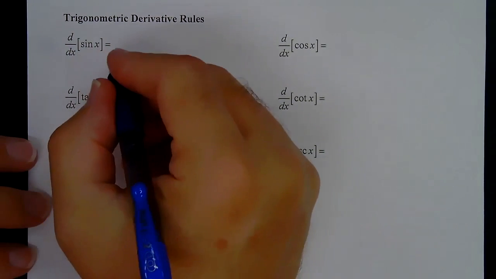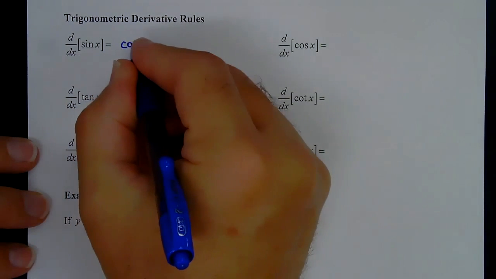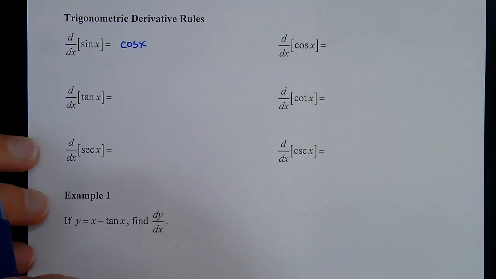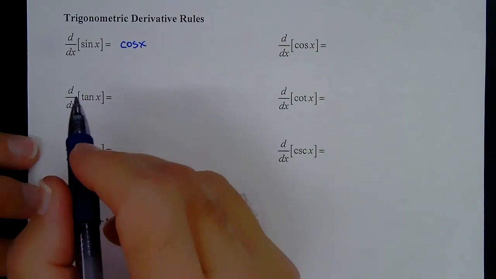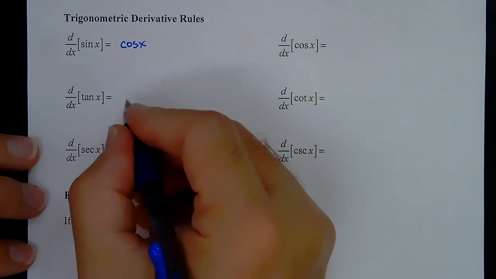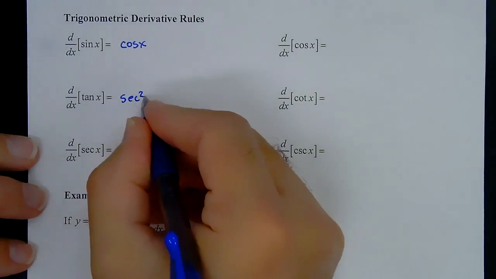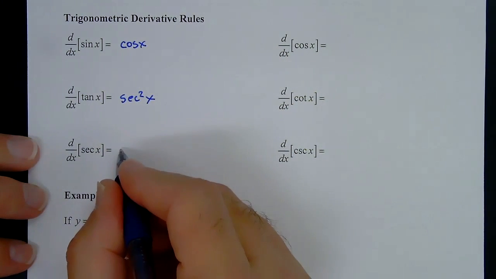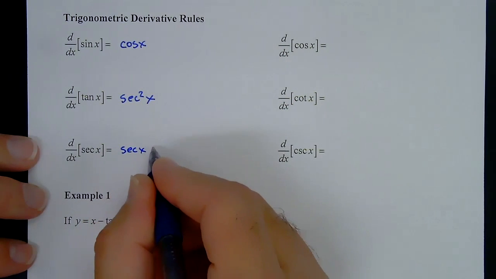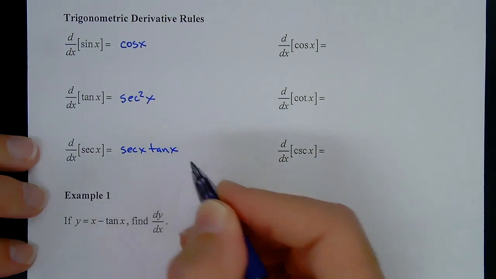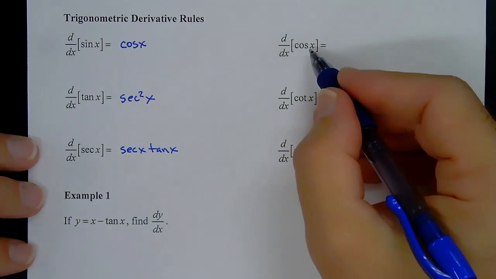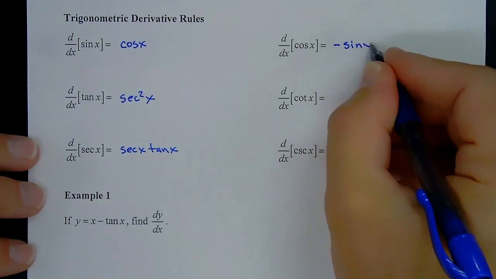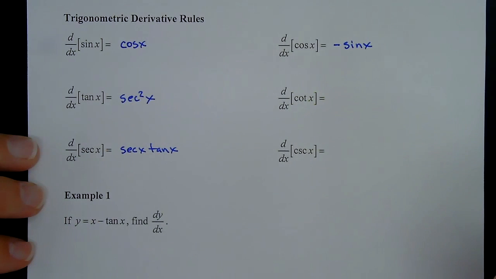So we know that the derivative of sine x is cosine of x. We know the derivative of tan x. I'm having a tough time talking. Sorry, guys. So the derivative of tan x is secant squared x, okay? And the derivative of secant x is secant x tan x. And the derivative of cosine x is negative sine x. Okay, so we've done all 4 of those. I've told you those already, okay?